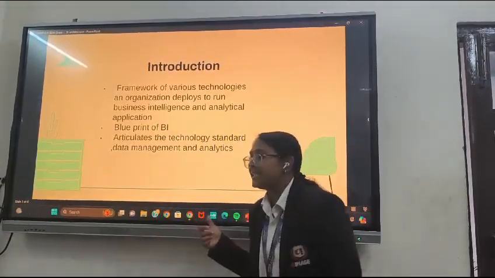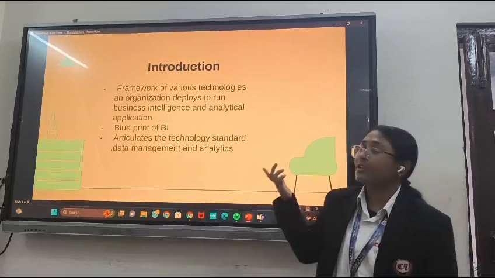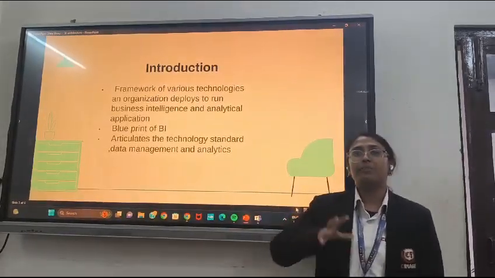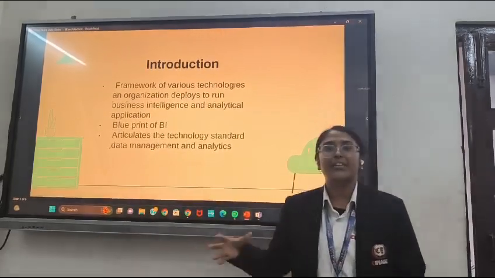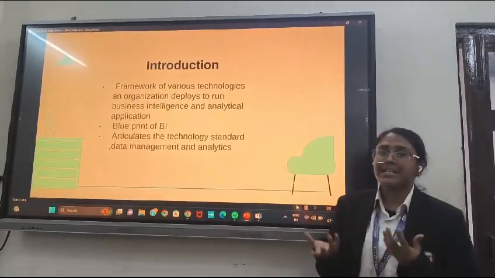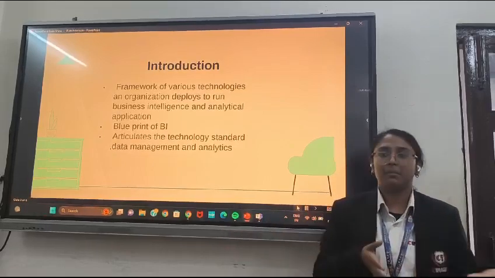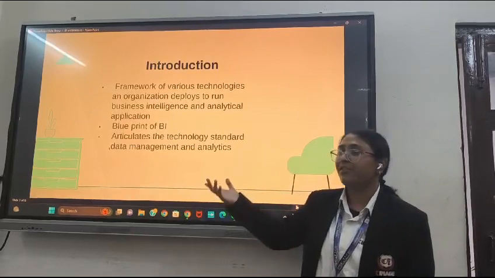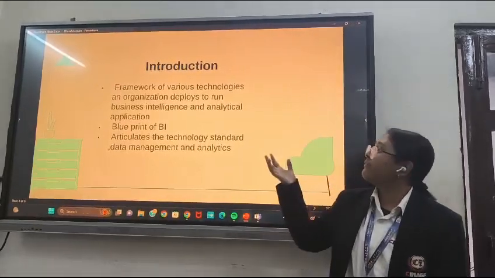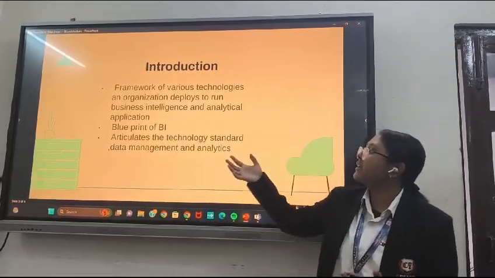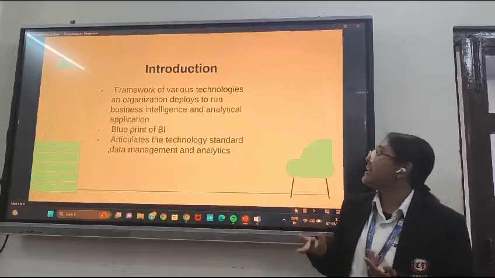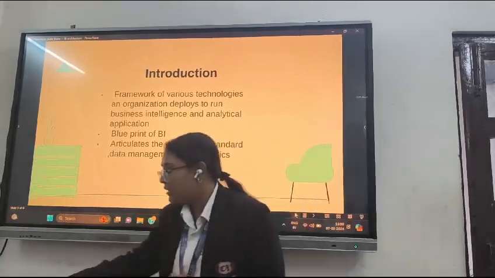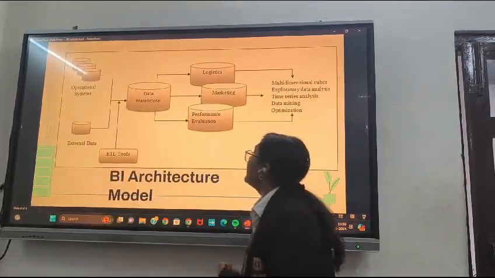Since my topic is business intelligence architecture, first of all, what is BI architecture? BI architecture simply means a blueprint of whatever BI we are going to construct. BI is software developed by developers, and because of this BI architecture, it provides a framework of the various technologies that an organization has to deploy to run business intelligence and analytical applications.